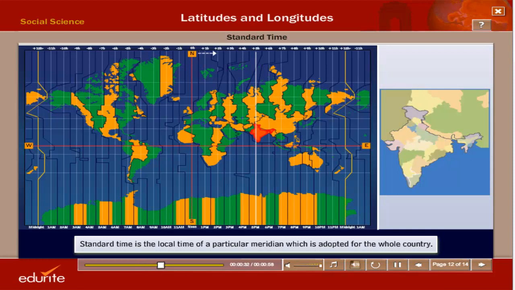For India, the local time of 82.5 degrees east longitude is known as the standard meridian of India. Most of the small countries easily fit within one time zone, whereas some larger countries like Russia, Australia, Canada, Brazil, and the US span across multiple time zones.